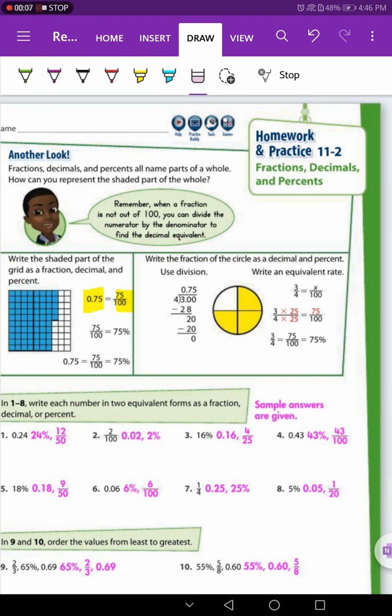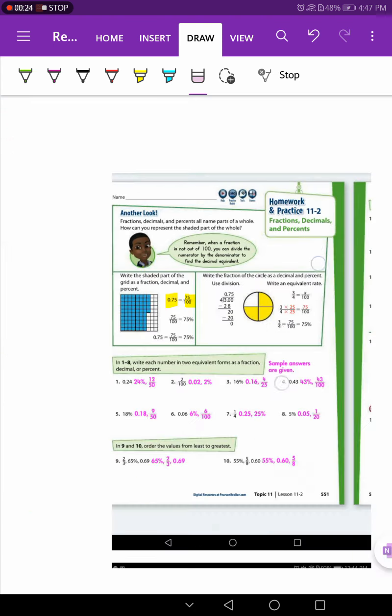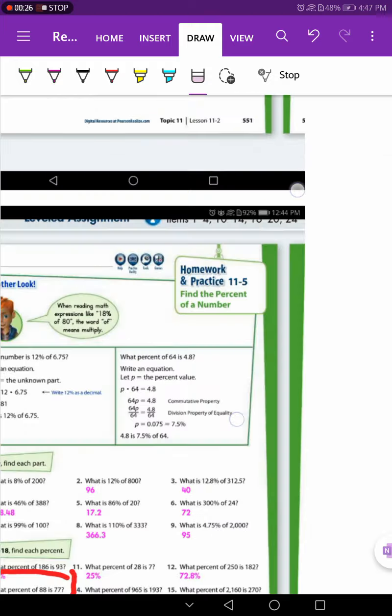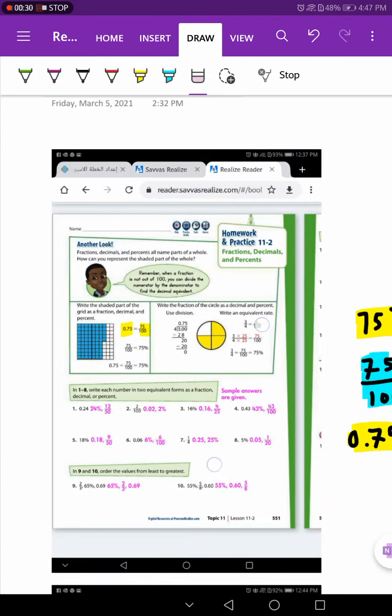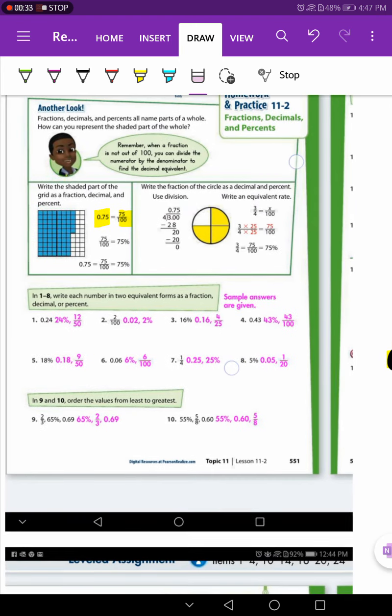Today we will make a revision for test 2, semester 2. We have 4 lessons in this test: 11-2, 11-3, 11-5, and 11-6.